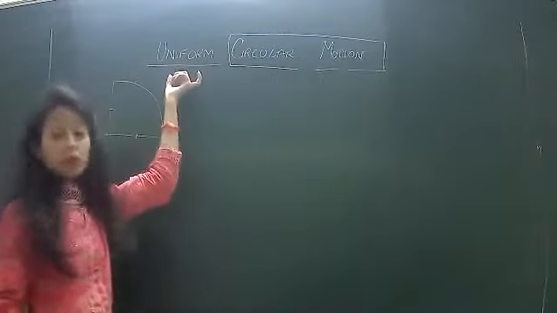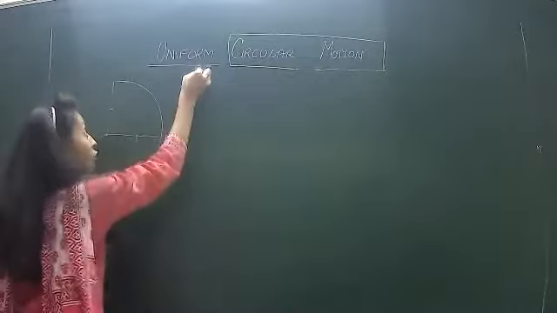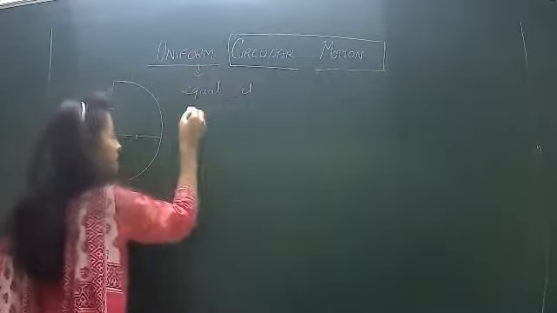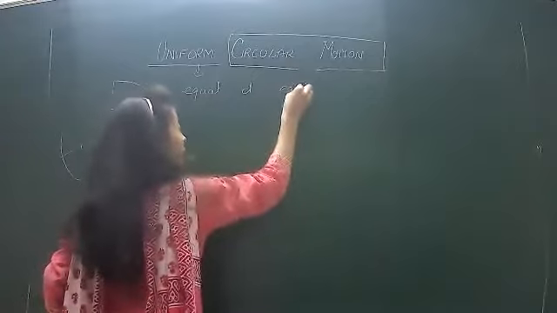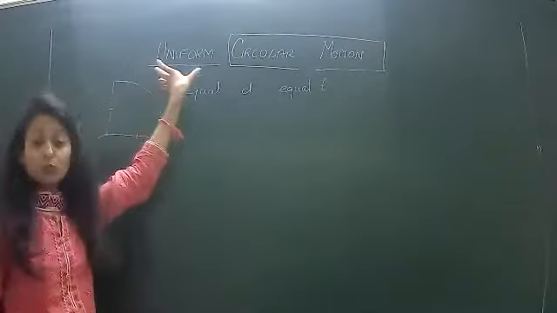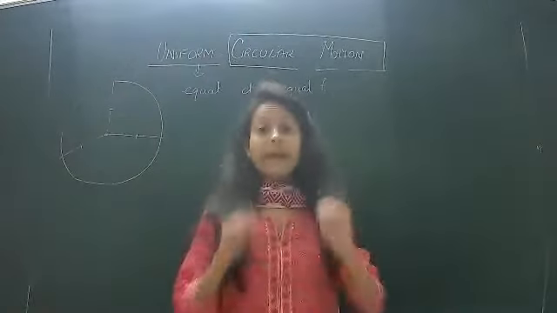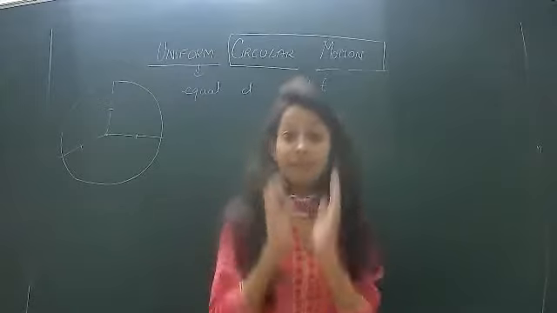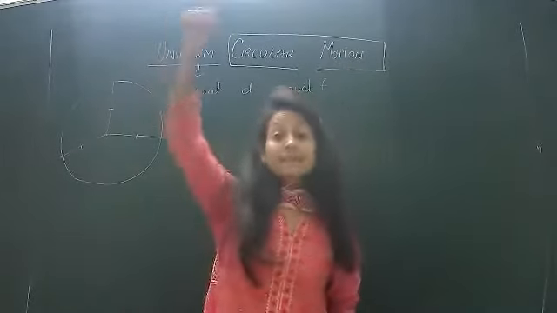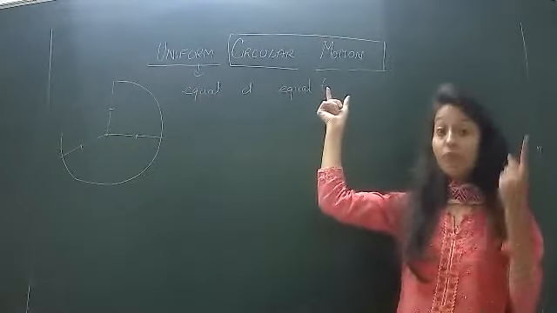Now coming back to the topic, it is uniform circular motion. The word uniform means when an object covers equal distance in equal intervals of time, then the motion of the object is said to be uniform. So uniform circular motion can be defined as when an object is moving along a circular path such that it covers equal distance in equal intervals of time.